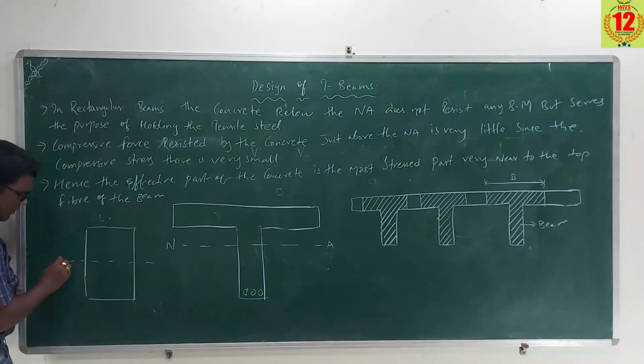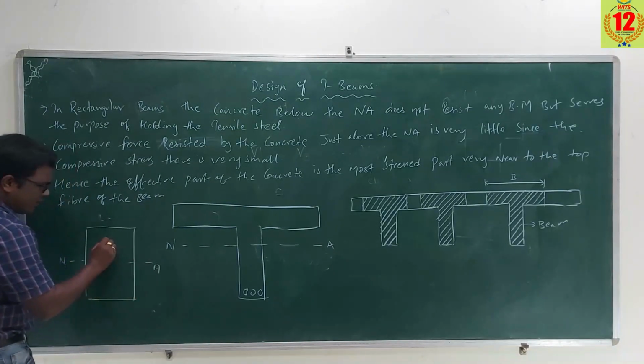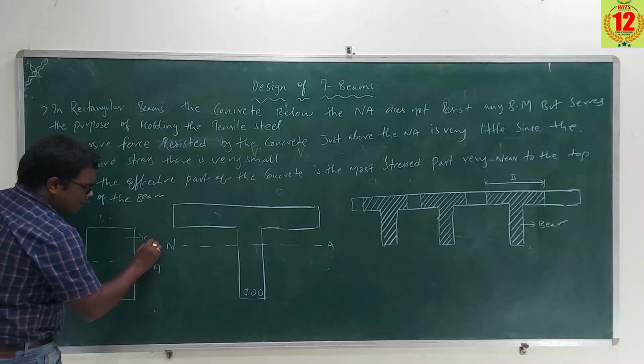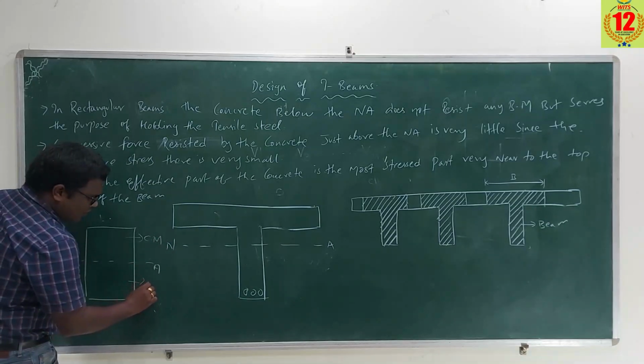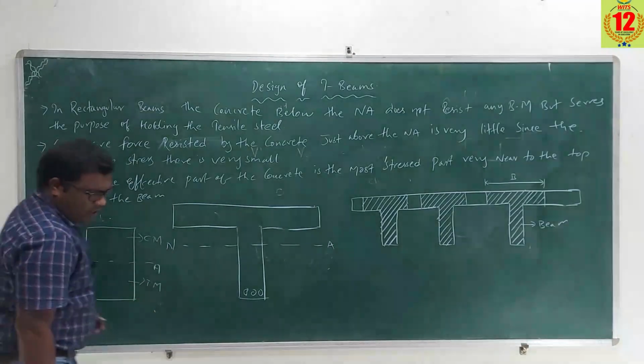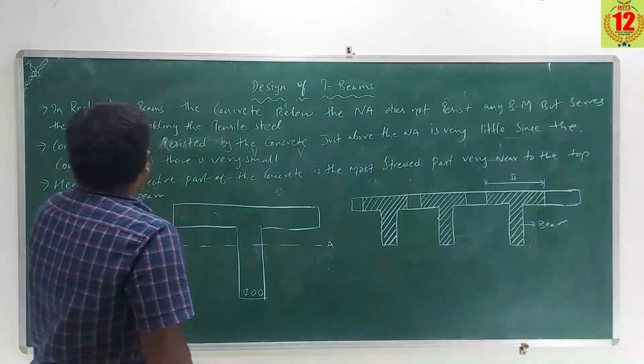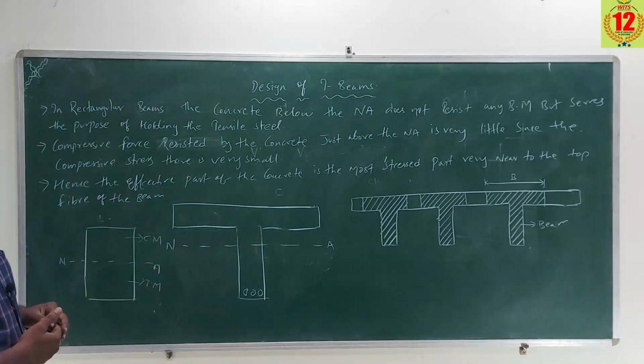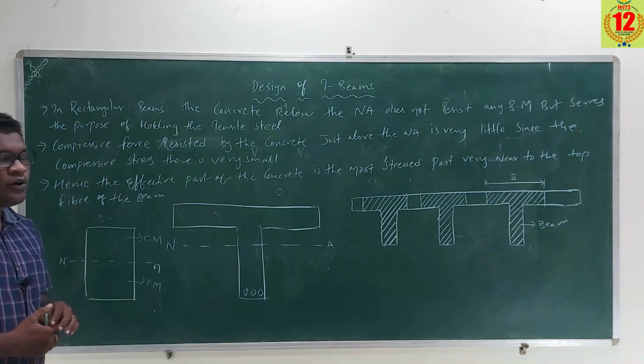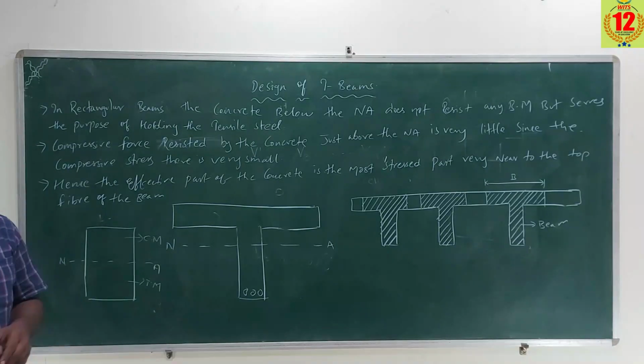Okay, this is a rectangular beam and this is the neutral axis. The topmost part is called the compression member and the bottom part is called the tension member. Now in a rectangular beam, the concrete below the neutral axis does not resist any bending moment but serves the purpose of holding the tensile steel.